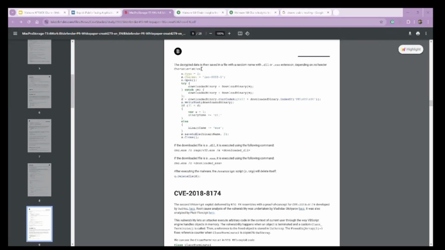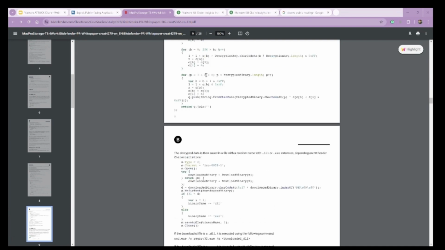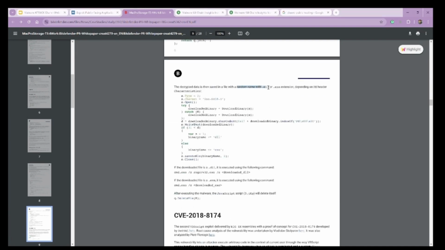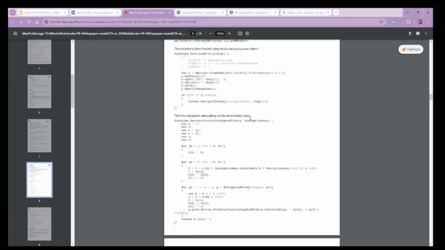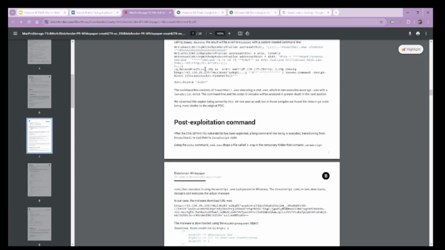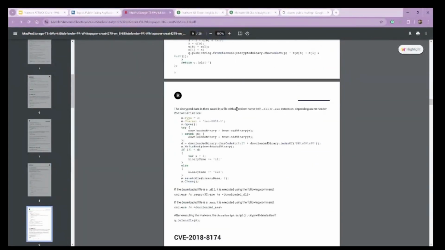Now the decrypted data, whatever was decrypted with RC4, is saved with a random name. It's a DLL or EXE, and then it gets executed. The unfortunate part for a blue teamer, but nice for a red teamer, is that this DLL or EXE is named randomly. Before, we saw that TMP file, which was not random. So you can detect this, but detecting it might be a little difficult.